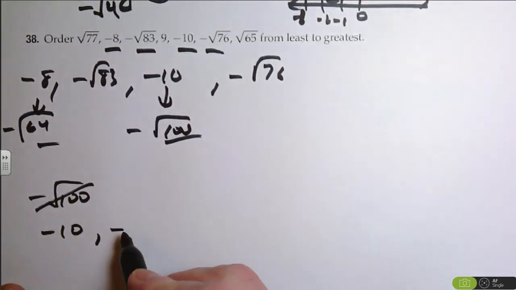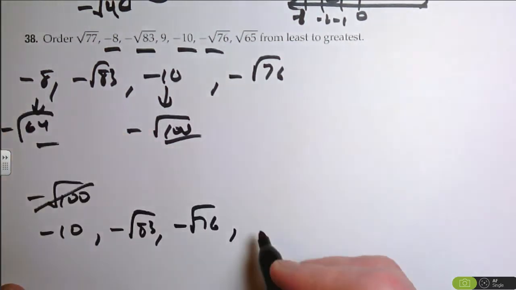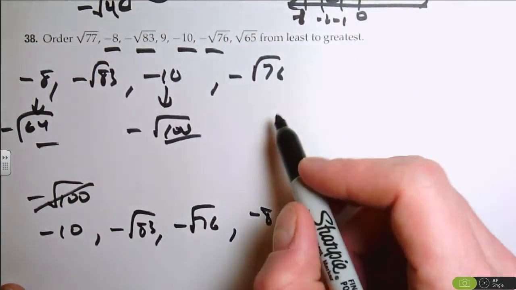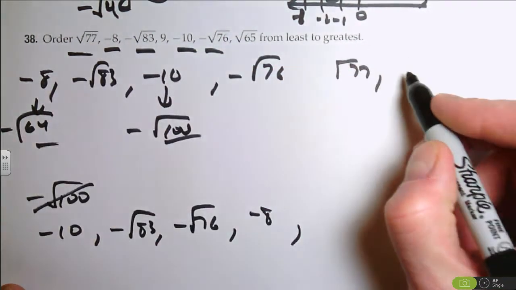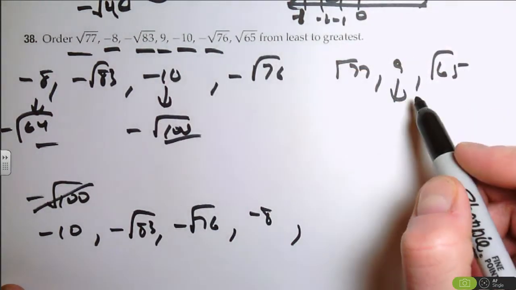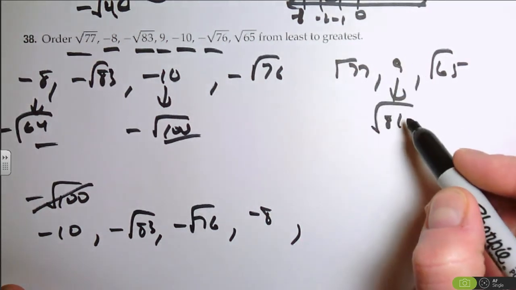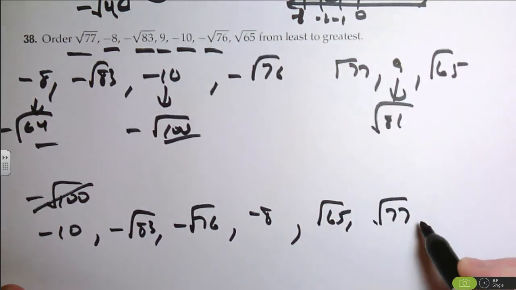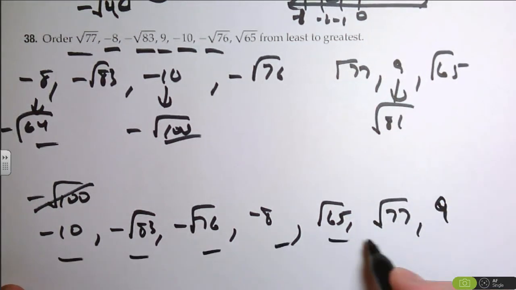Then it's negative root 83, negative root 76, and then negative root 64, which is negative 8. So that takes care of my negatives. For my positives, I have root 77, 9, and root 65. Well, the number that has the square root of 9 is 81, so 9 is equal to root 81. So the smallest one after that is root 65. Then it's root 77. And then it's root 81, which is really 9. So there are our numbers in order.